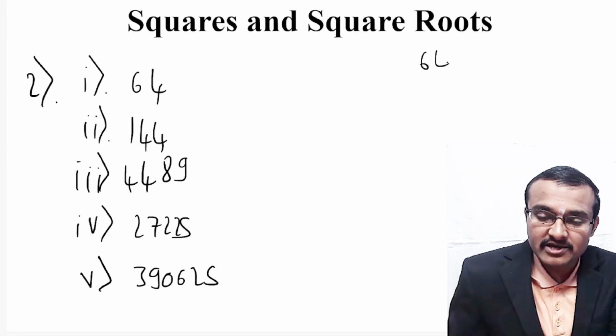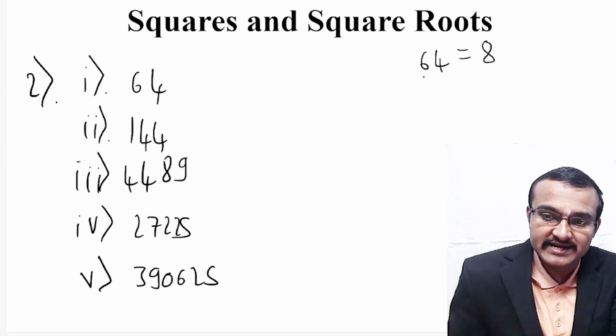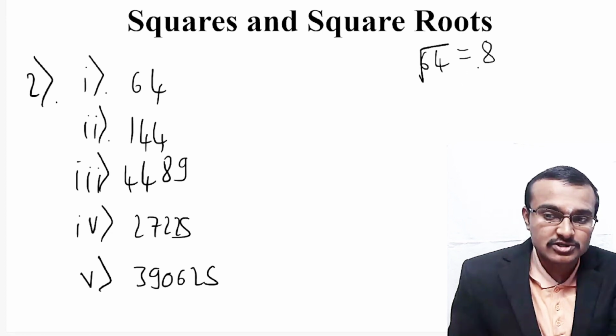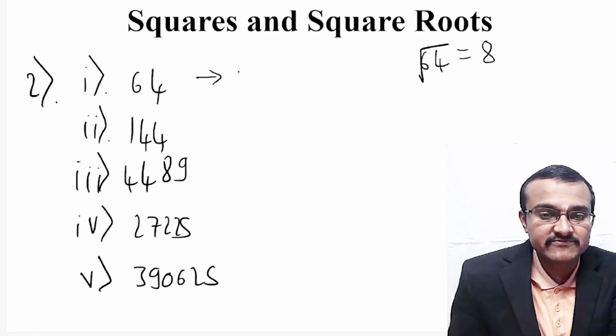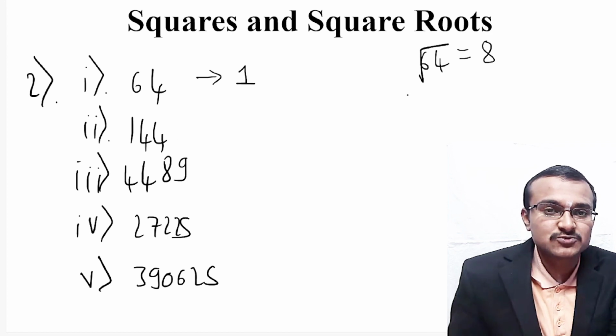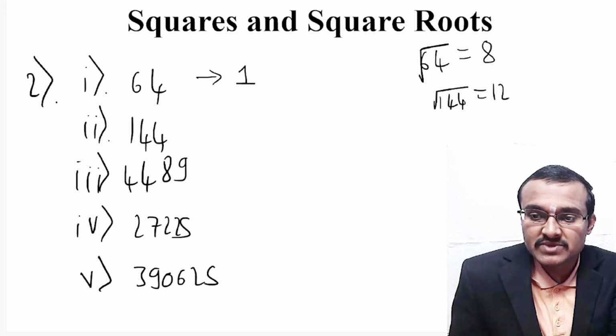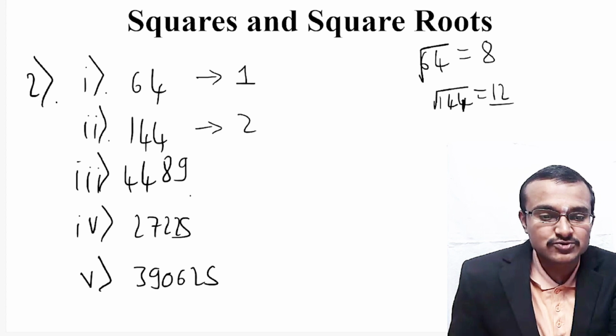So now if you take the square root of 64, it is actually 8. So 8 into 8 is 64. So how many digits are there in this particular 8? 1. So what is the square root of 144? Square root of 144 is 12. So how many digits are there in this particular square root? You have 2 digits.